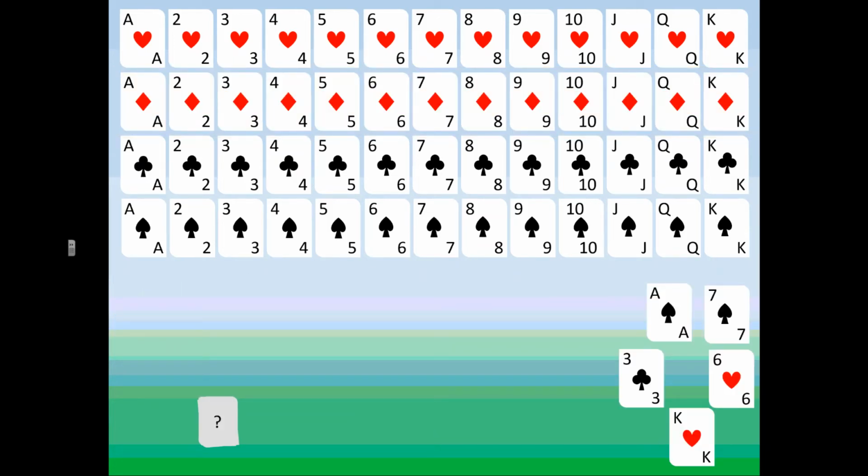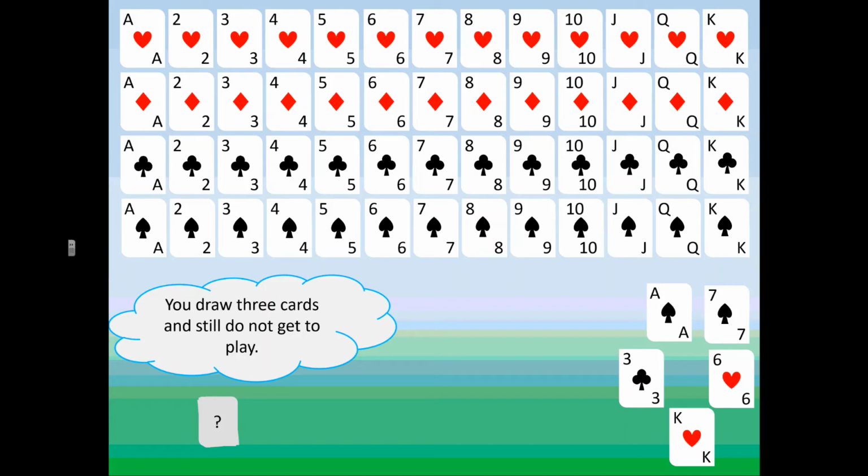So let's take a look at what would happen if we're playing Crazy Eights again. Crazy Eights or Uno, one of my favorite games. So we've got this deck, and we're saying you can't play. What's the probability you draw 3 cards and still do not get to play? Well, the probability will change with every single card that is drawn and every single card that you play or that any of your friends play. So, this is obviously without replacement.